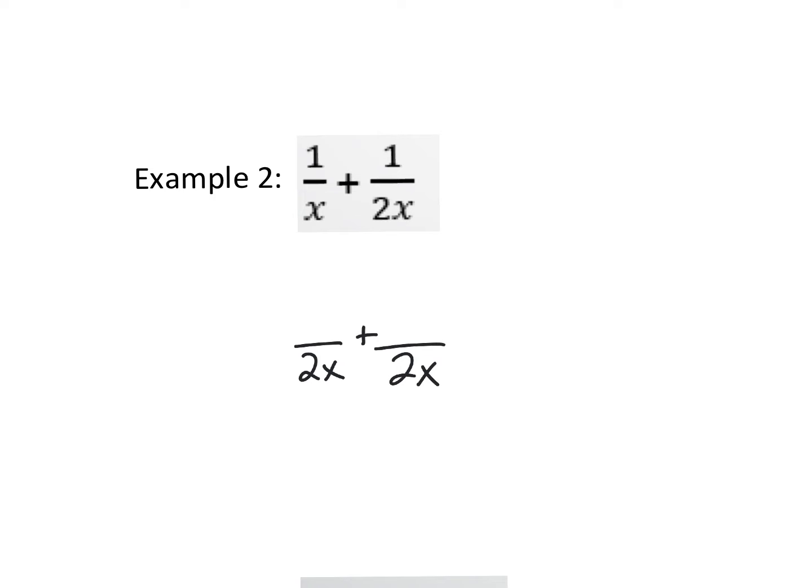Okay, go ahead and finish that one. All right, so what do we do on that first fraction? What do we need to multiply by, or in other words, what are we missing to get from x to 2x? Just 2, right? Okay, so if we multiply by that on top, we get 2.